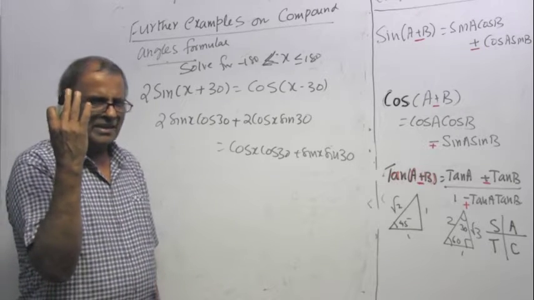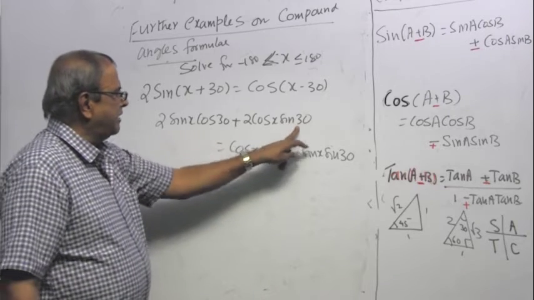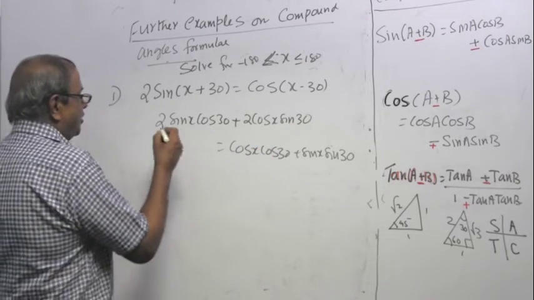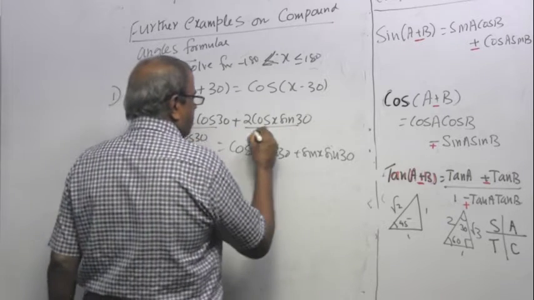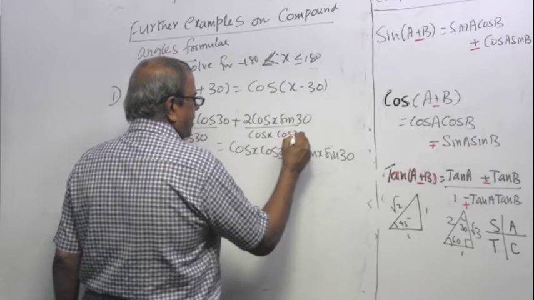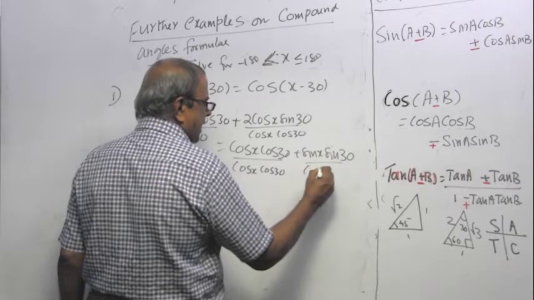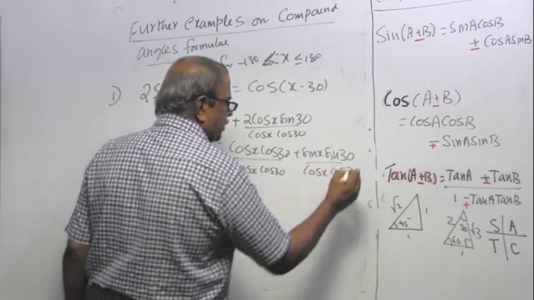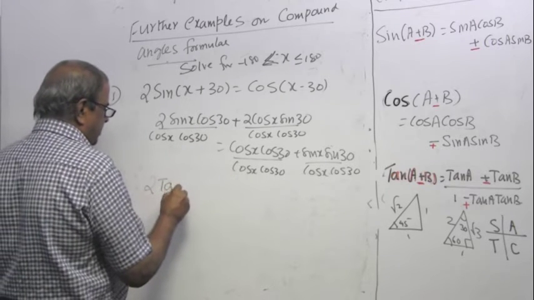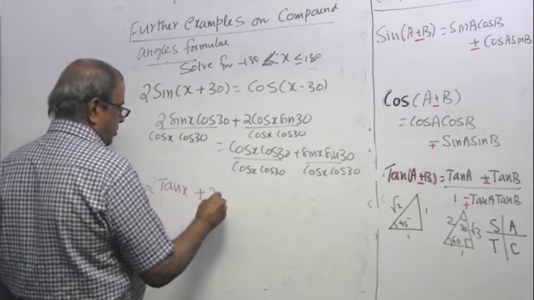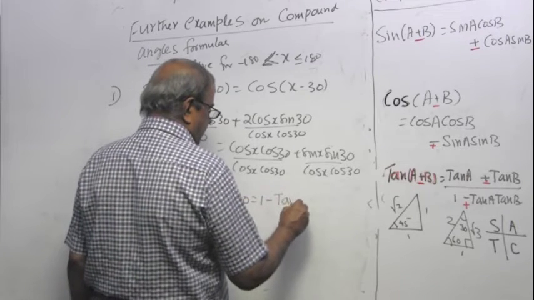Let's think for a minute. I have a cos, when I divide by cos it will go away. I have a sine divided by cos gives me tan. So, I'll divide everything by cos x cos 30. Meaning, do not blindly substitute the values. Think for a minute. Cos 30 is gone. I get 2 tan x plus 2 tan 30 equal to 1 minus tan x tan 30.